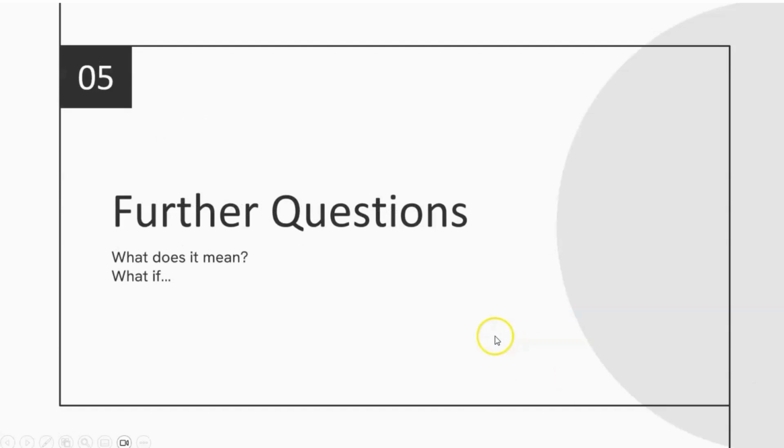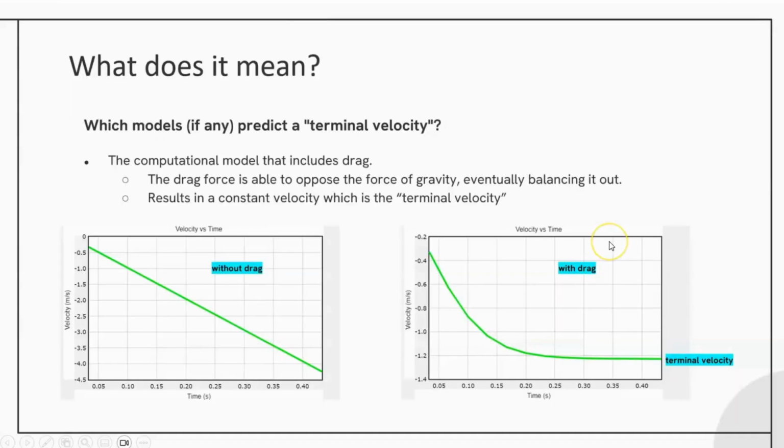And now on to the further questions. The first one being, which models, if any, predict a terminal velocity? And that will be the computational model that includes drag, which is the graph on the right. This is because the drag force opposes the force of gravity, which balances out, resulting in a constant velocity over time, which is the terminal velocity, as seen by the flat line towards the end of the right graph. And the one on the left is the computational model with just gravity, which you can see shows no terminal velocity because there's nothing opposing.